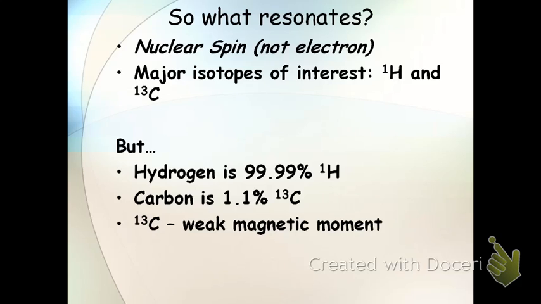So the signal for carbon-13 is weak. The signal for hydrogen-1 is strong. When we do NMR spectra of hydrogen, it's very easy to get a spectrum. When we do carbon-13, it's actually relatively difficult, but not impossible. It just takes a lot longer to collect enough signal to get a usable spectrum.